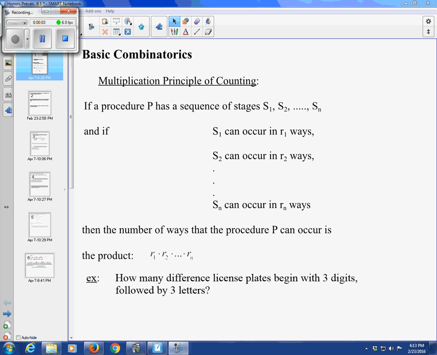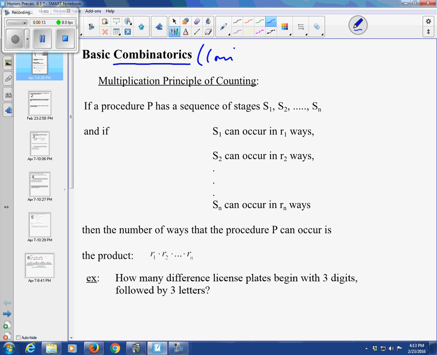All right, guys, so this is our first Flip the Classroom lesson of Chapter 9, and in this lesson we're going to talk about basic combinatorics. Now, the root of combinatorics is combination. And what we're going to be looking at in this lesson is the number of ways a series of stages in a procedure can combine to produce an outcome, right?